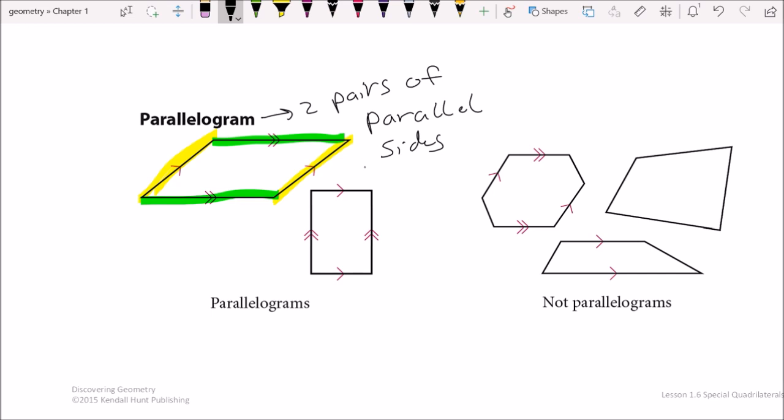On the right, these things are not parallelograms. Now, this first one here, it has 2 pairs of parallel sides, but remember, all these shapes we're learning about are quadrilaterals, and this has 6 sides, so that's not it. This one has nothing parallel, and this one, what's wrong with that one? That's actually a trapezoid.